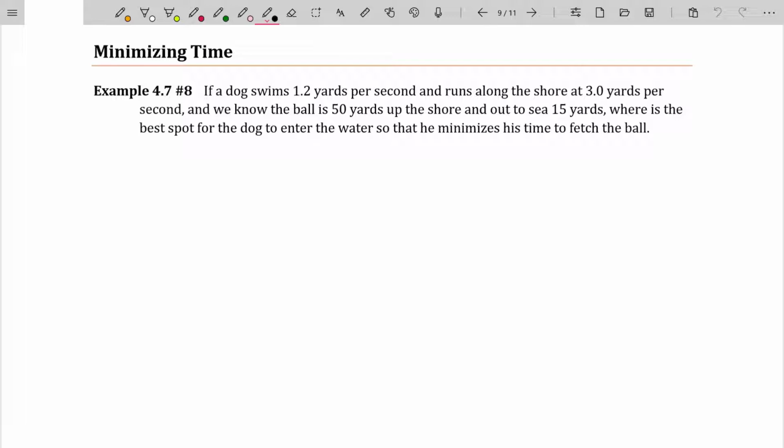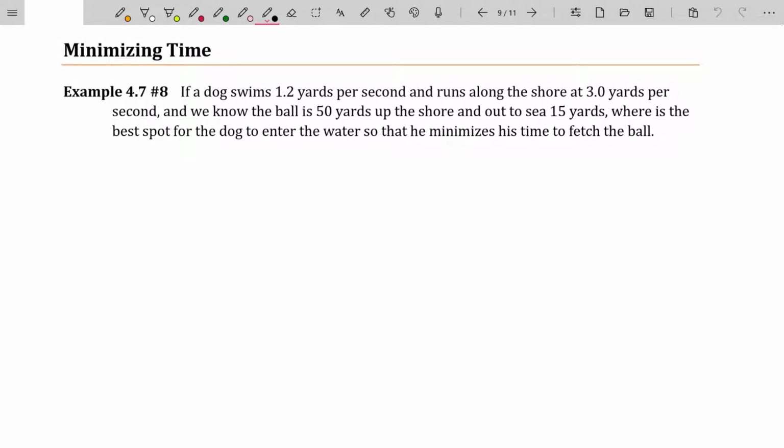So this is a very classic problem presented in a lot of different ways, but I like this wording of this problem. It's just kind of fun. It's tongue-in-cheek, one of my favorite problems. So let's read it, and it's the only minimizing time problem that I have here. So single question video. If a dog swims at 1.2 yards per second and runs along the shoreline at 3.0 yards per second, and we know that a ball that has been thrown is 50 yards up the shore and out to sea 15 yards, where is the best spot for the dog to enter the water so that he minimizes his fetch time, basically?